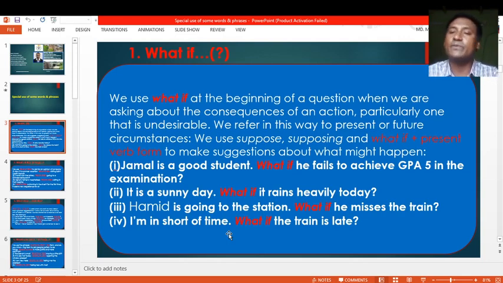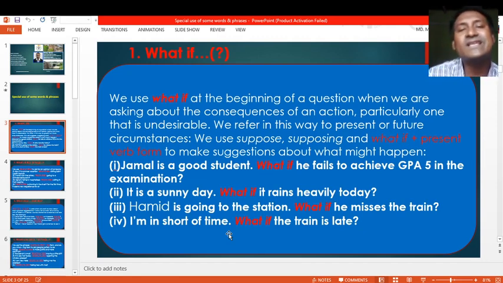We use suppose, supposing, and what if plus present verb form to make suggestions about what might happen. So someone is conscious about some negative things. For example, Jamal is a good student. What if he fails to achieve GPA 5 in the examination? Here in this sentence, we see that Jamal is anxious whether negative or undesirable things may happen. What will be the consequences of the result?